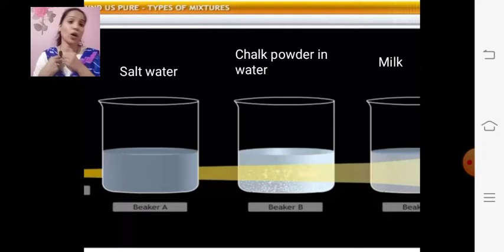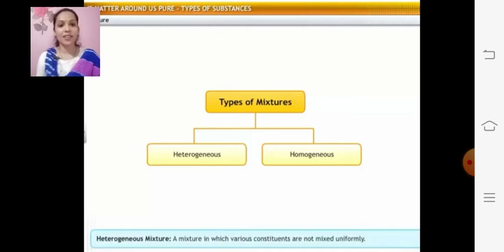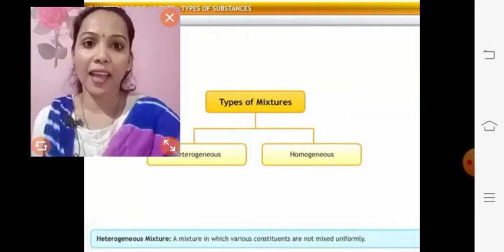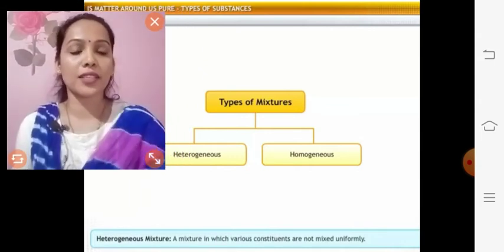One is a mixture of salt and water, another is a mixture of chalk powder and water, another one is milk, which is also a mixture of water, carbohydrate, protein, and many vitamins and minerals. Still they are showing different properties. So, based on the difference in properties of these mixtures, we have types of mixtures, that is homogeneous and heterogeneous mixtures.